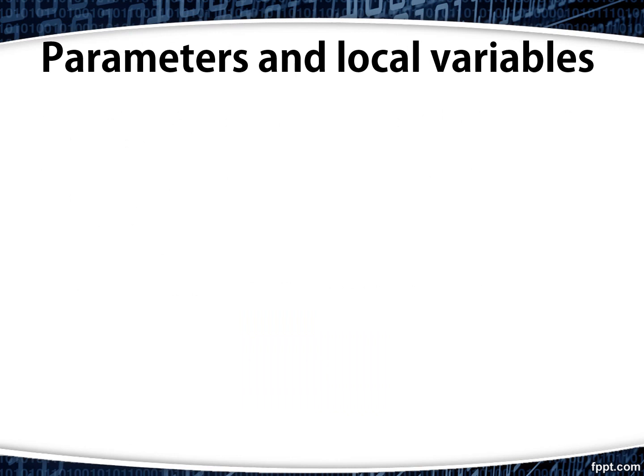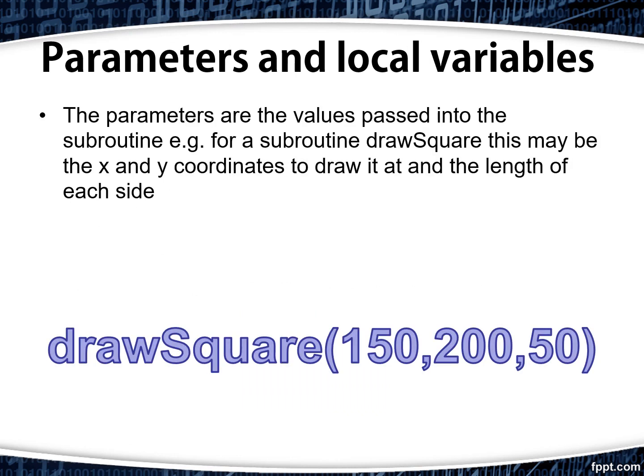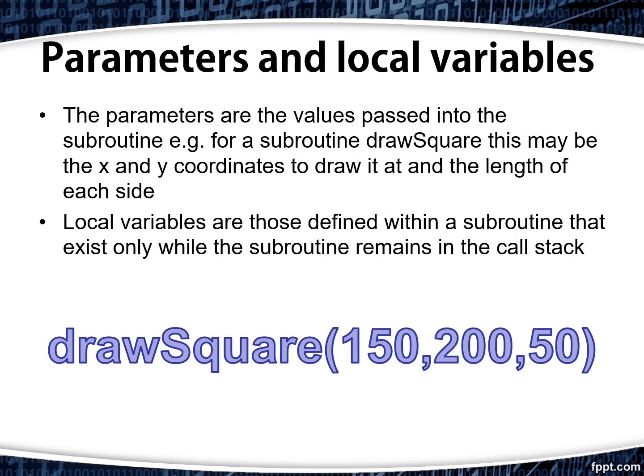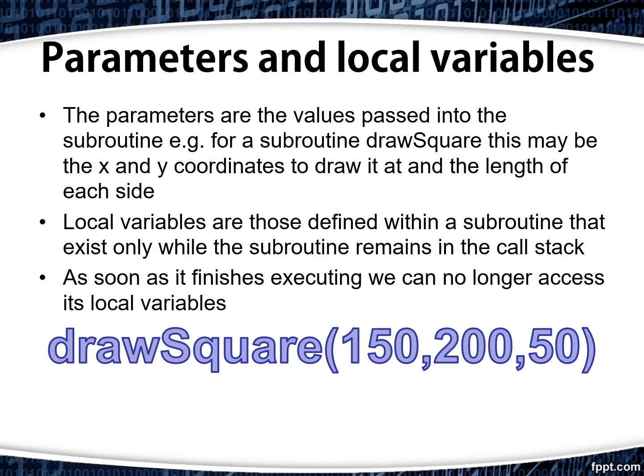The parameters are the values that are passed into a subroutine. As an example, a subroutine to draw a square may include parameters for things such as the x and y coordinates to draw it at and the length of each side. Local variables are those defined within a subroutine that exist only while the subroutine remains in the call stack. As soon as it finishes executing, we can no longer access its local variables.